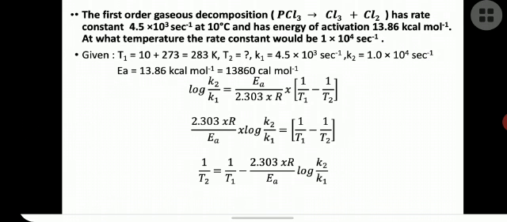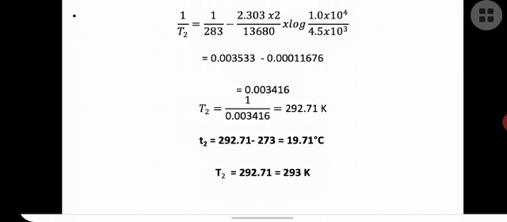Again rearranging this, we get 2.303 R divided by EA into log of K2 upon K1 is equal to 1 upon T1 minus 1 upon T2. Again after rearranging, our interest is related to T2. Therefore, 1 upon T2 is equal to 1 upon T1 minus 2.303 R divided by EA into log of K2 upon K1.